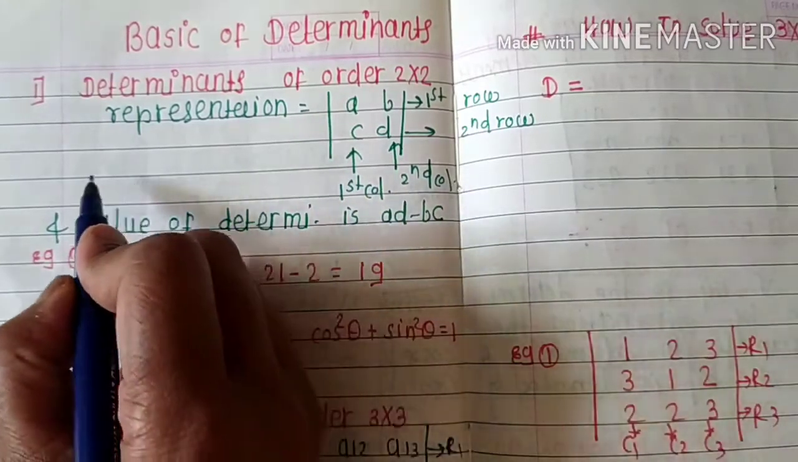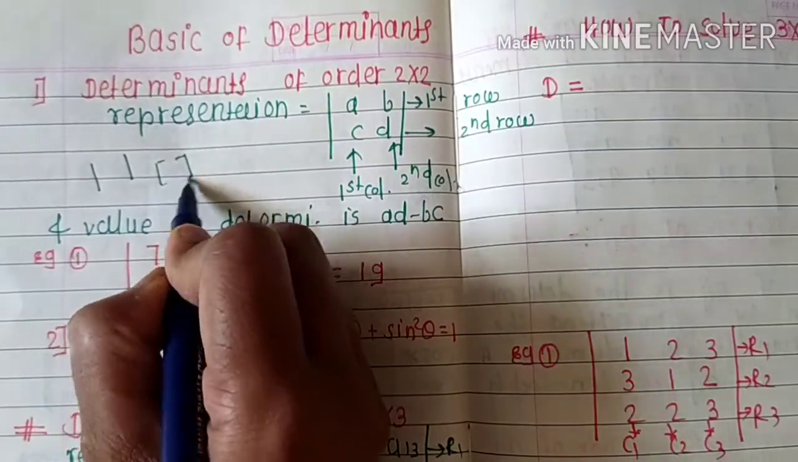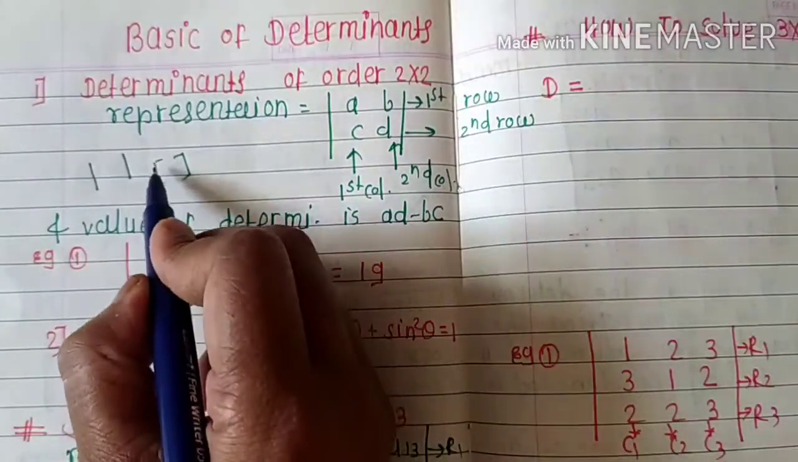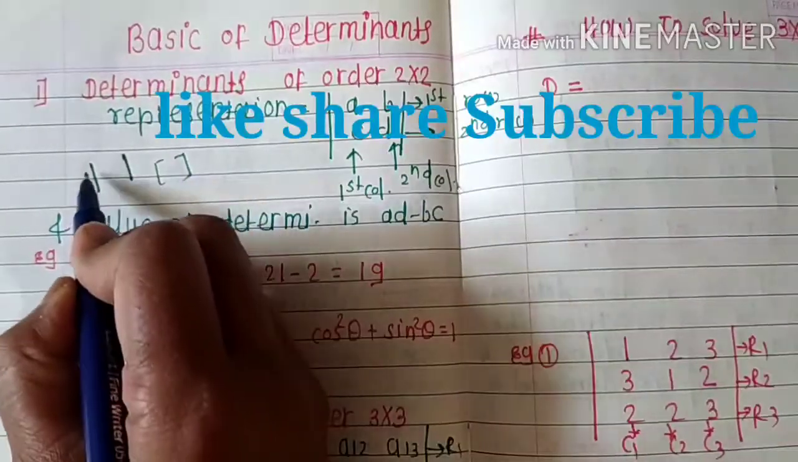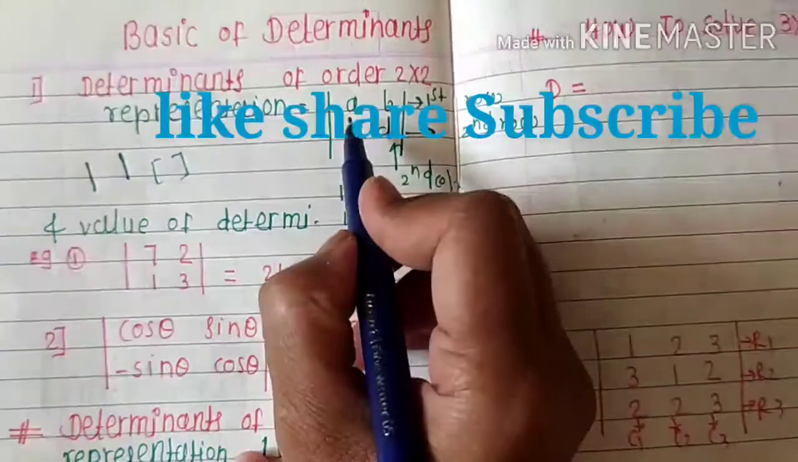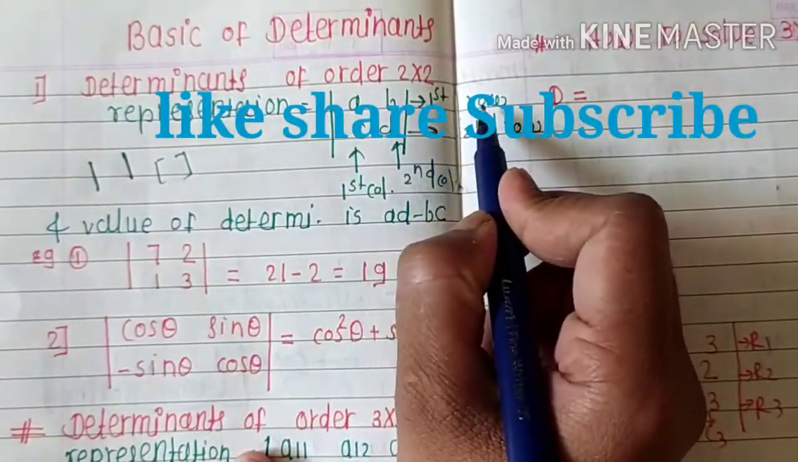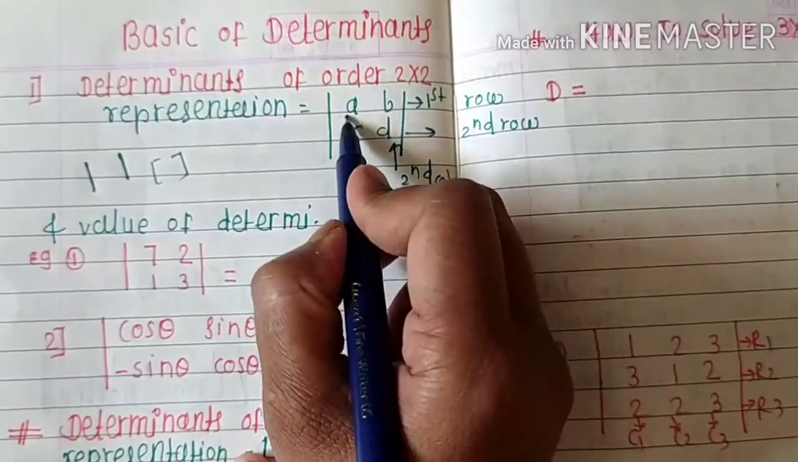The representation of a determinant is in this way. Closed brackets are used for a matrix, and vertical bars for a determinant. Okay, this is the notation for the determinant. The elements A and B are present in the first row, and the elements C and D are present in the second row. Okay, these are the rows.